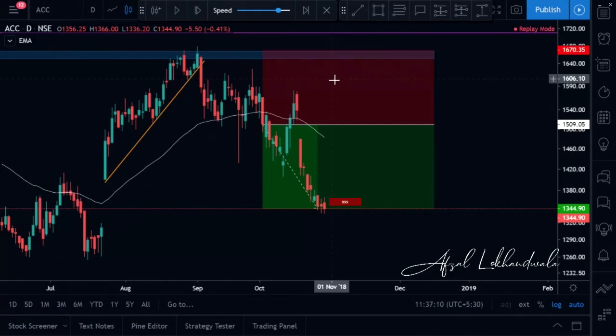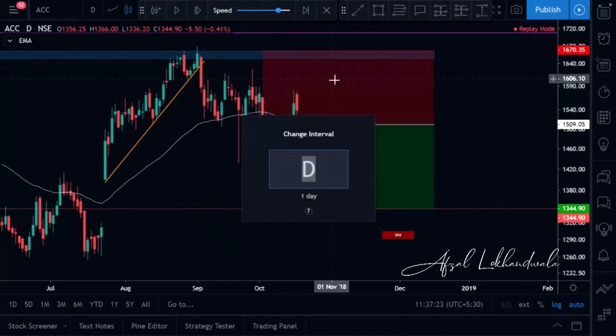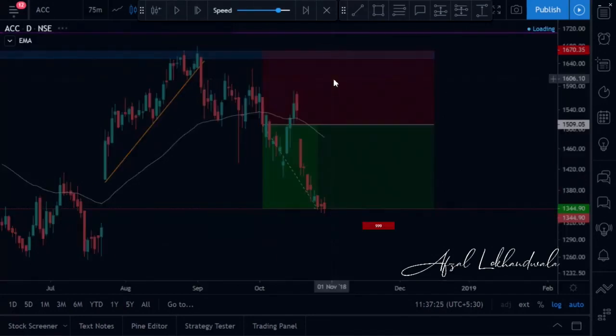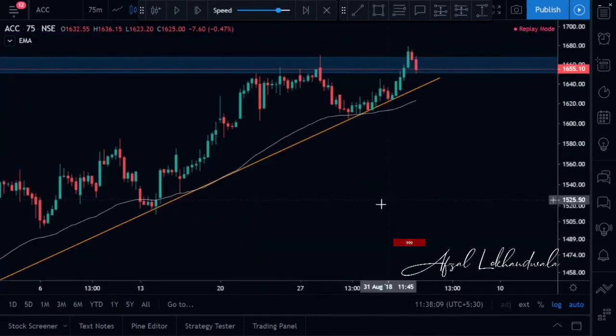Now, if you are an aggressive trader, you can enter quick. You can enter early using the 75 minutes time frame. Let me tell you how. Let us go to the 75 minutes. So here we are in the 75 minutes.